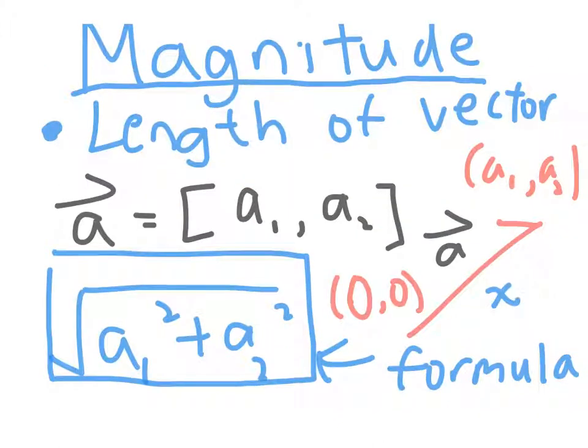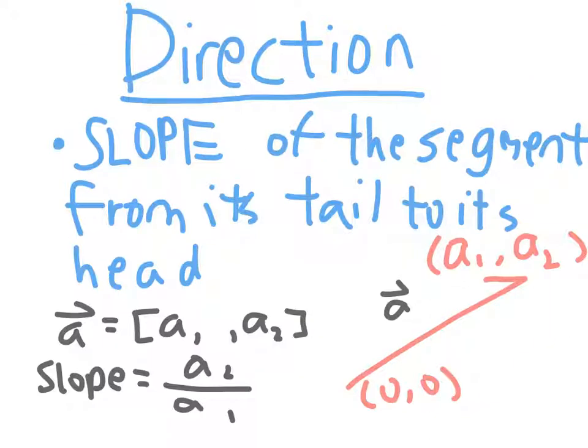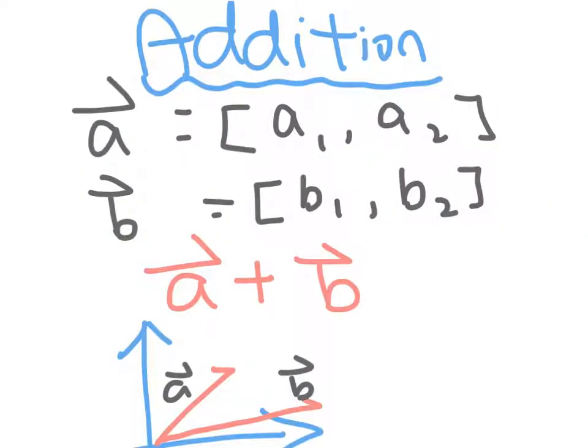The magnitude of a vector is the length of the vector. Using the same set of vectors, we can find the magnitude by using the formula square root of a1 squared plus a2 squared, which is deduced from the Pythagorean theorem. The direction of the vector is the slope of the segment from its tail to its head. Using the same vector, the slope is a2 over a1, which is the change in y over the change in x.